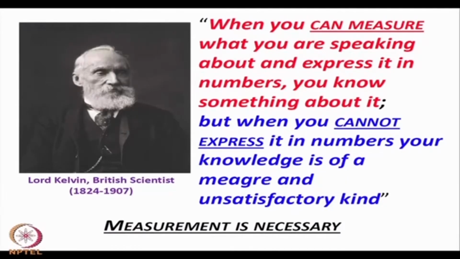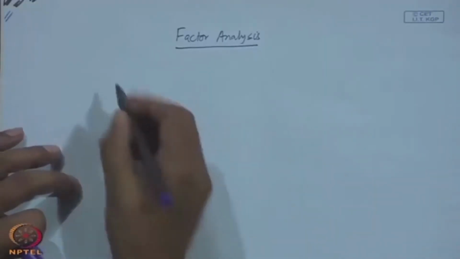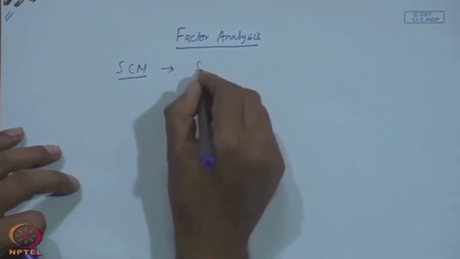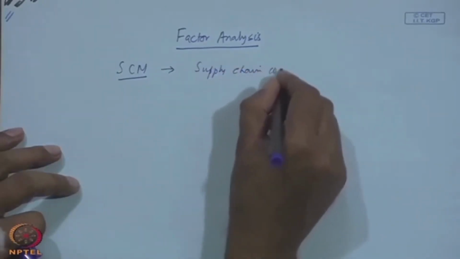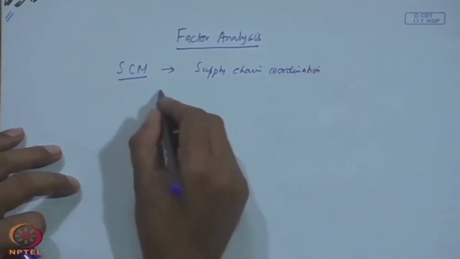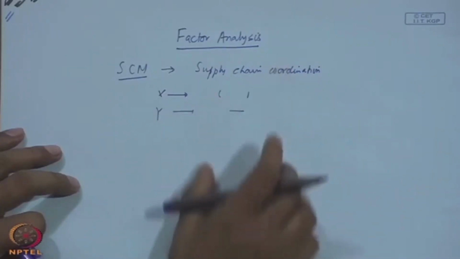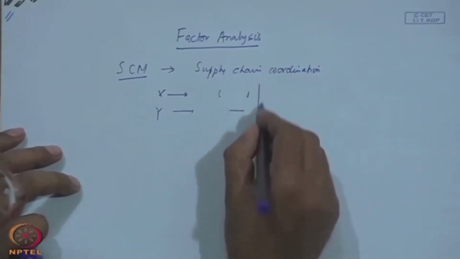That means whenever you talk about any system or its behavior, you must be able to measure the behavior pattern. You must be able to give a number to it. For example, in our department, there is one important area to work on, that is supply chain management, and we talk much about supply chain coordination. So we may say that X supply chain coordination is good, Y supply chain coordination is bad, like this. When you talk in this manner, that knowledge is not perfect.